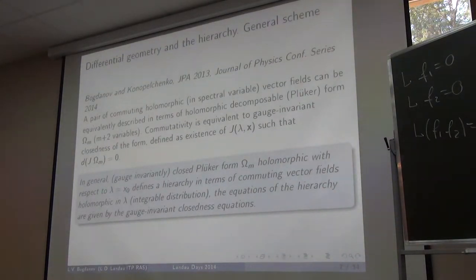So now I would like to describe the Manakov-Santini system in terms of differential forms, having in mind the Eger-Pichera construction for dispersionless KP, and also there are similar structures for heavenly equations. So I'll try to start from the very beginning here. What we have is a pair of commuting vector fields. At each point we have a two-dimensional subspace in the tangent space.